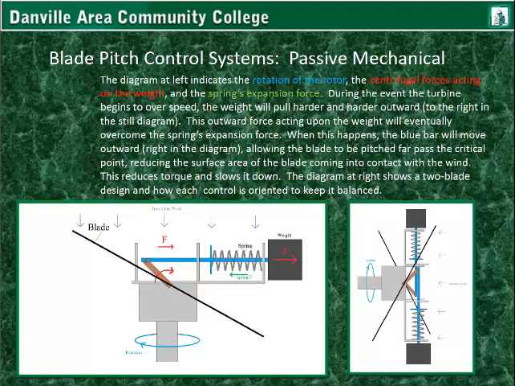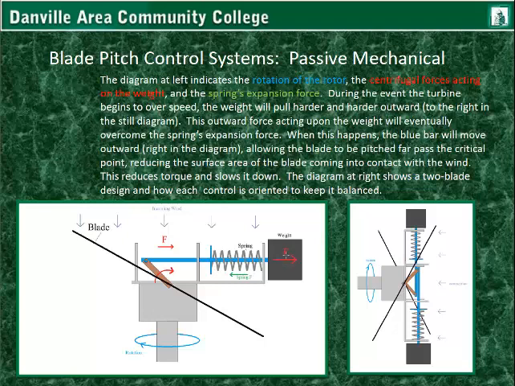The diagram at left indicates the rotation of the rotor, the centrifugal forces acting on the weight, and the spring's expansion force. During the event the turbine begins to overspeed, the weight will pull harder and harder outward to the right in the still diagram. This outward force will act upon the weight and will eventually overcome the spring's expansion force.